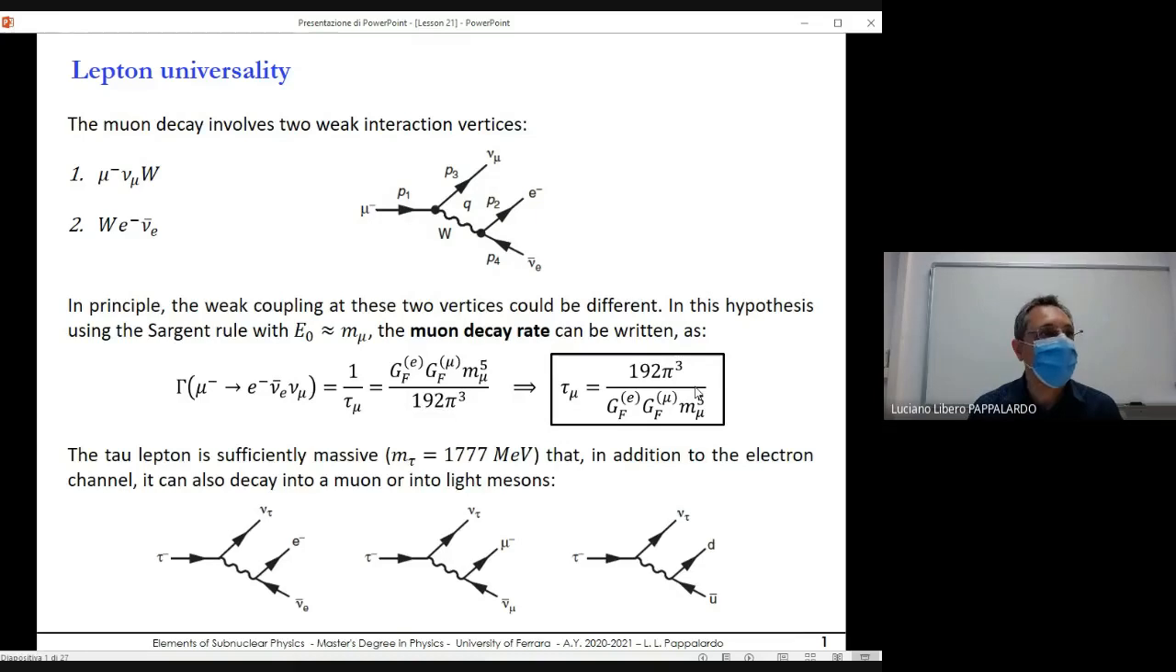Let's now consider the decay of the tau lepton. The tau is essentially a replica of the muon and of the electron, but with a much, much higher mass. The mass of the tau is of order 1.8 GeV, so almost twice the mass of the proton. Okay, and being so massive, it is allowed to decay in many more different modes. So not only in the electron mode, which is the same as the muon, as discussed before, but also in the muon mode. And also in mesons, so quark anti-quark systems that hadronize into mesons.